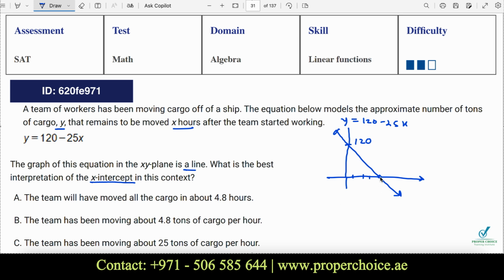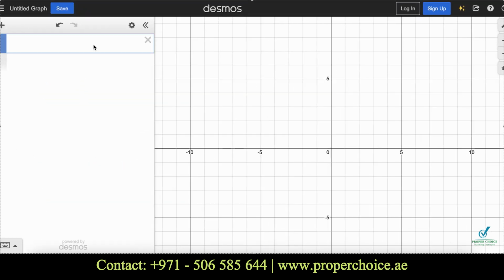So they're asking what the x-intercept is representing. As I told, the x-intercept is the point where the value of y is 0. Substitute that, so I can solve for it. So 0 equals 120 minus 25x. You can put it on Desmos. I can clearly type it as 0 equals 120 minus 25x.